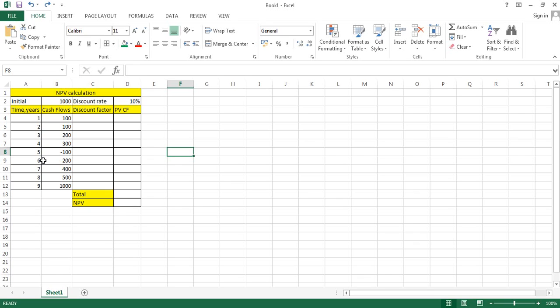Net present value shows the difference between the present value of your future cash flows and your initial investment. And you can think of it as a present value of your profits. So to calculate net present value, firstly we have to calculate discount factor, and we're going to use annual compounding, and you can treat the discount rate as an annual rate.